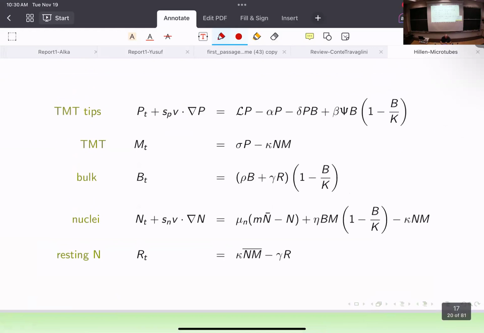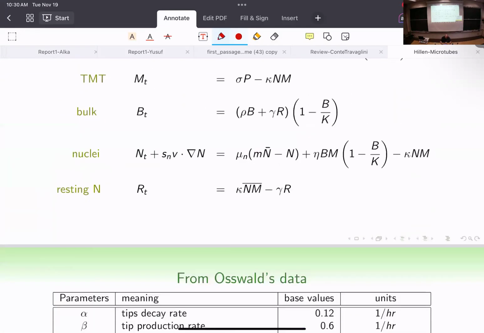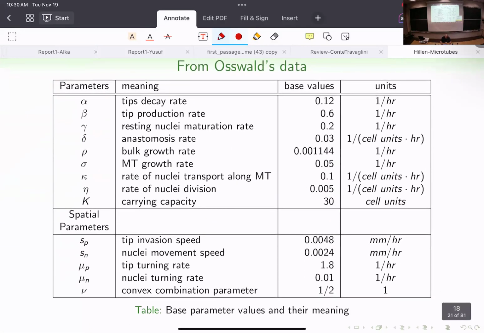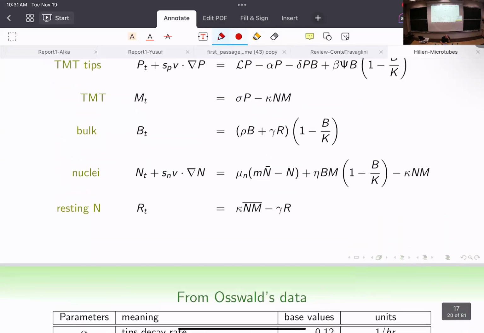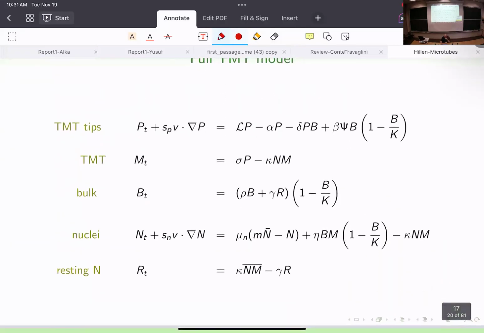Oh yeah. So next we look again at the videos of Oswald. These videos I've just shown you, they're more in their paper. And we can estimate a whole bunch of these parameters. We just look at videos, we can see how fast nuclei grow, we can see how fast microtubes grow, and we get all these rates which appear in the model. So here they are listed. And okay, now back to the model.